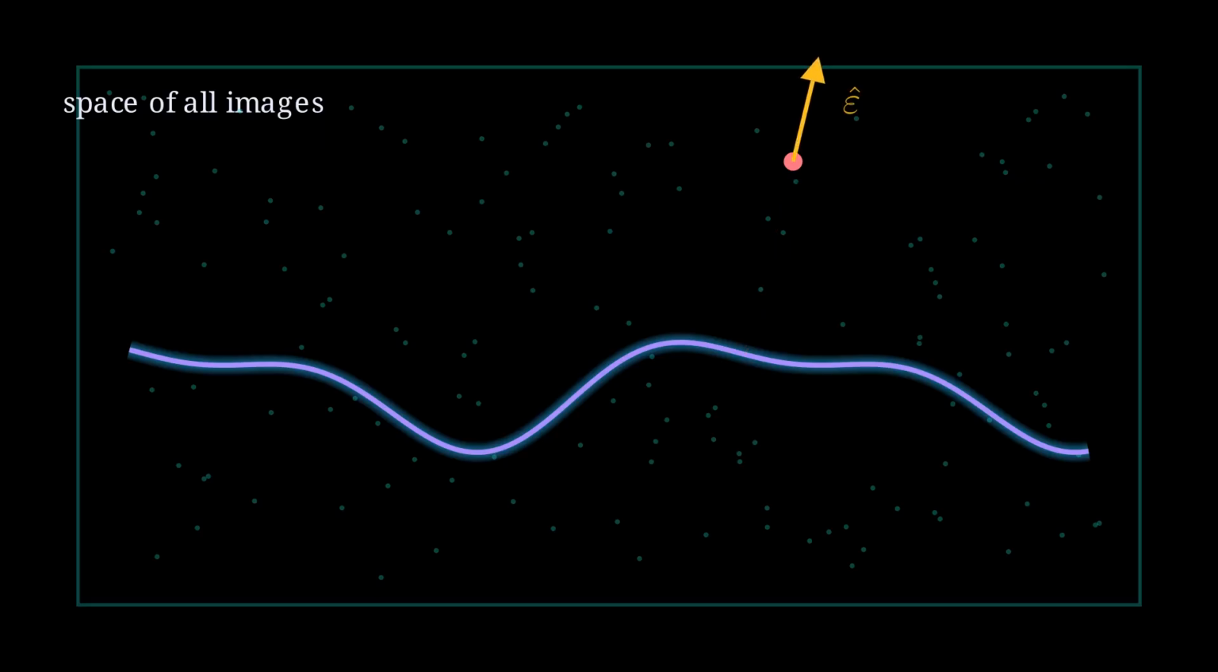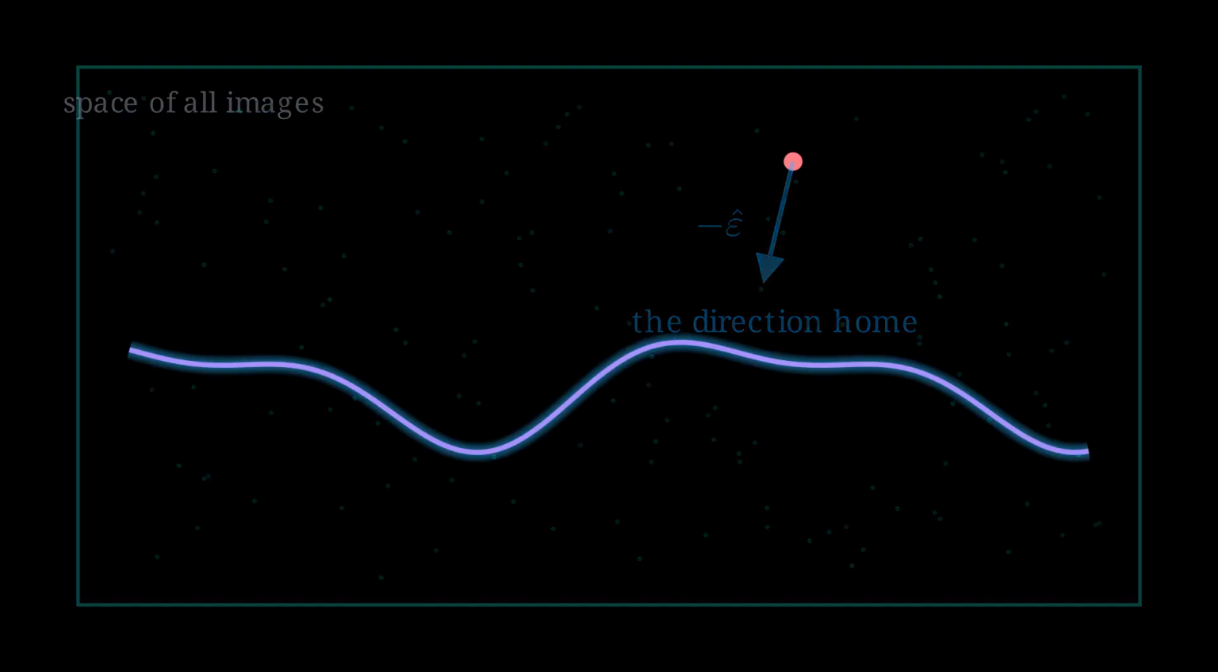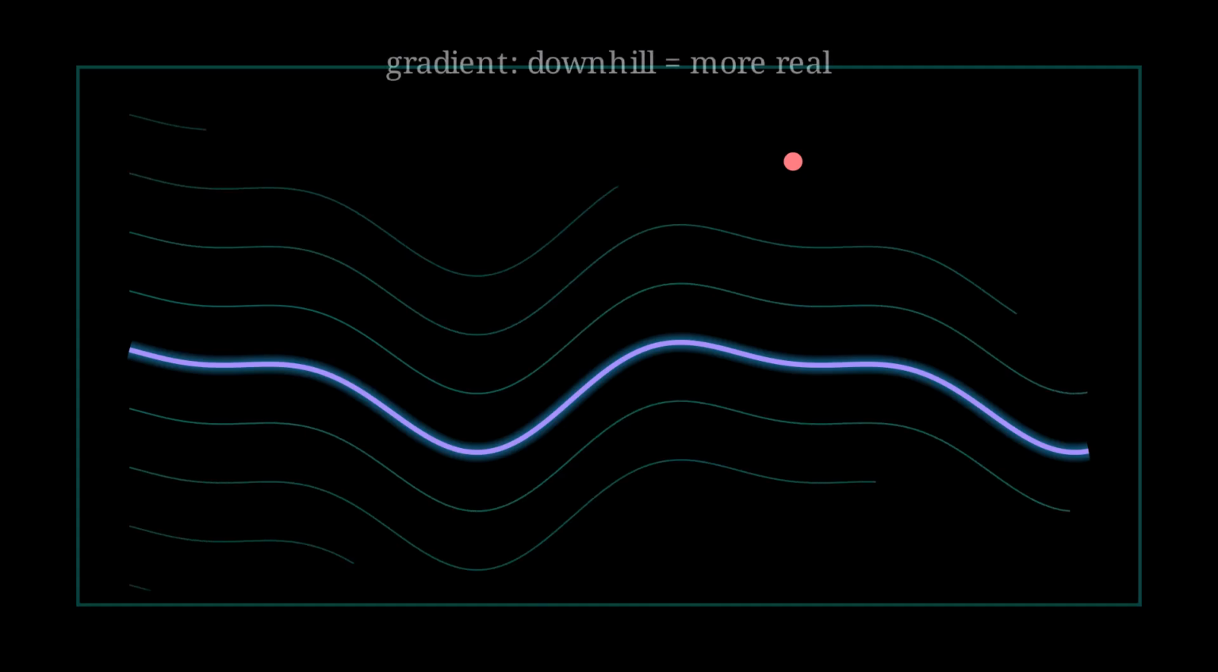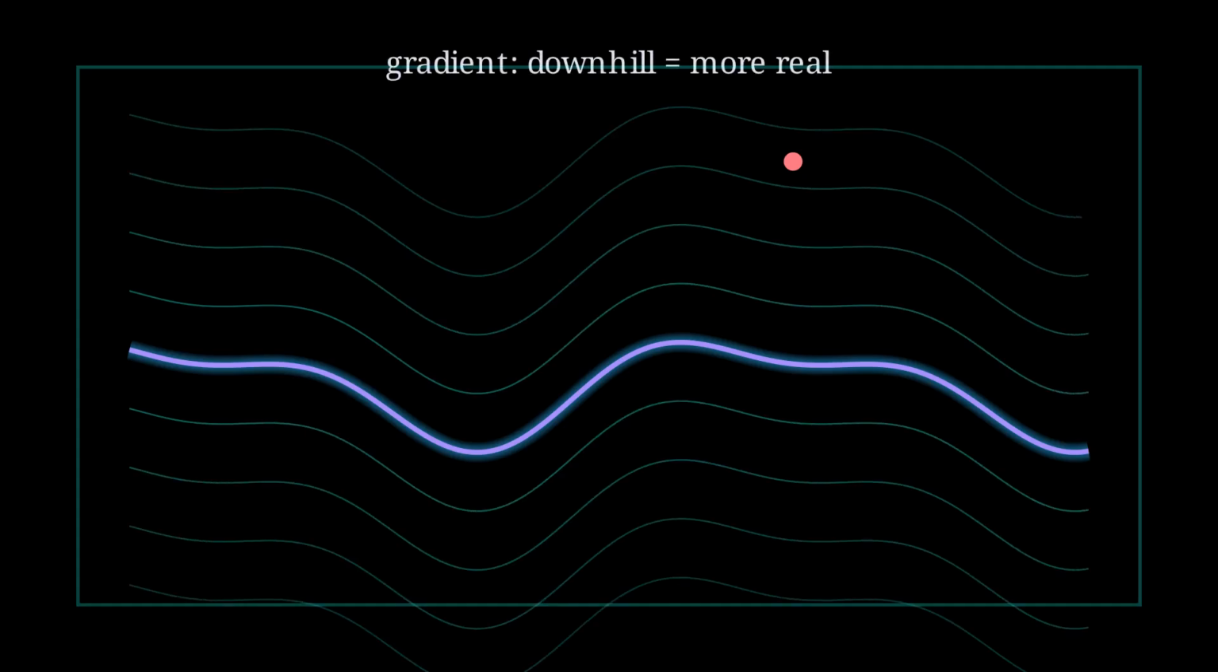And here's the punchline. Predicting the noise is secretly the same as pointing toward the manifold. The noise vector and the direction home are two faces of the same arrow. This is why people describe each step as a gradient nudge. A gradient is just the direction of steepest improvement, and here, improvement means becoming more like a real image. Every subtraction takes one small step downhill toward the valley where real images live.